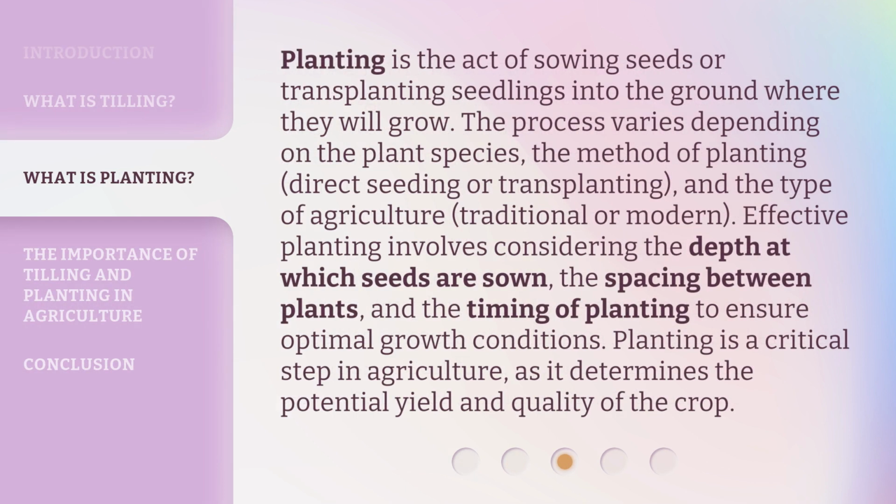Planting is the act of sowing seeds or transplanting seedlings into the ground where they will grow. The process varies depending on the plant species, the method of planting, direct seeding or transplanting, and the type of agriculture, traditional or modern. Effective planting involves considering the depth at which seeds are sown, the spacing between plants, and the timing of planting to ensure optimal growth conditions.